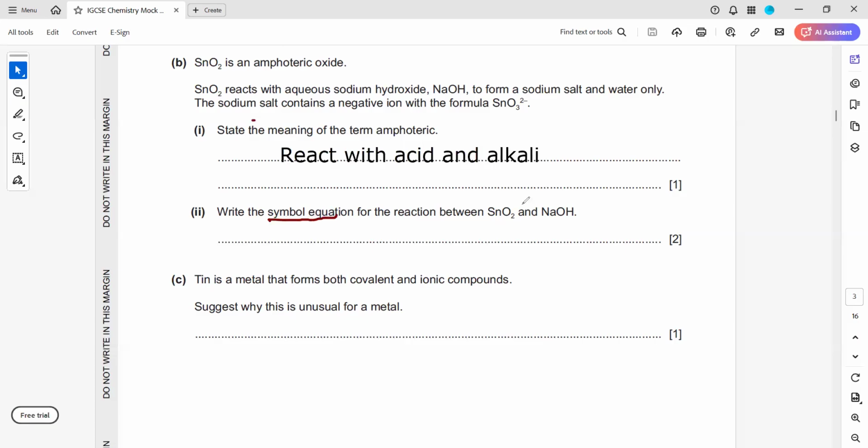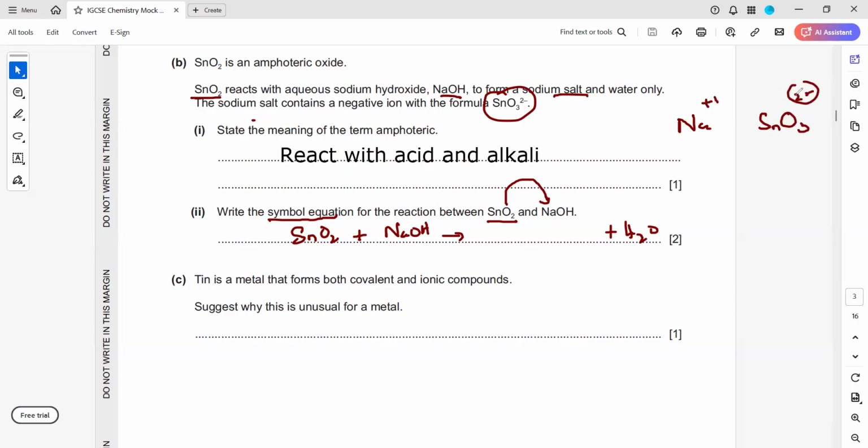Write a symbolic equation for the reaction of tin oxide with sodium hydroxide. They mention tin oxide reacts with sodium hydroxide. So tin oxide is SnO2 and it reacts with sodium hydroxide NaOH to form a sodium salt and water. But what is the salt of sodium? They specify it has an ion of SnO3. So there is a sodium ion, which is +1, and there is an SnO3 ion, which is 2 minus. So you cross multiply. 2 will be multiplied here and 1 multiplied here. So the formula for this compound.